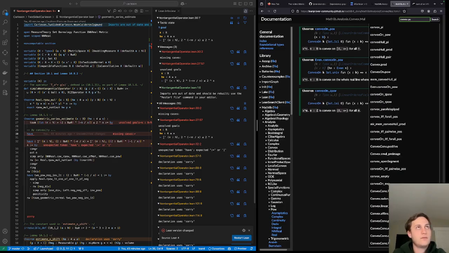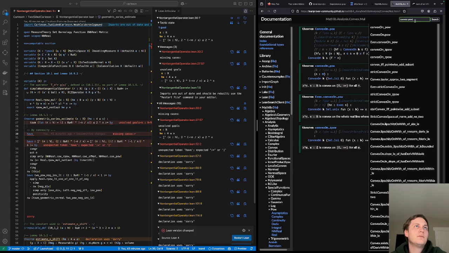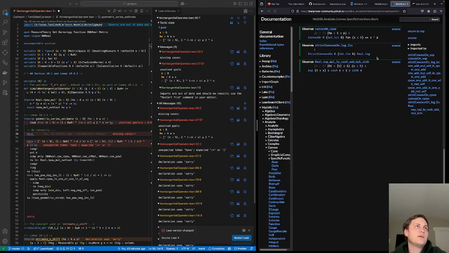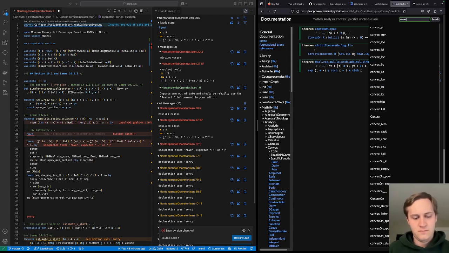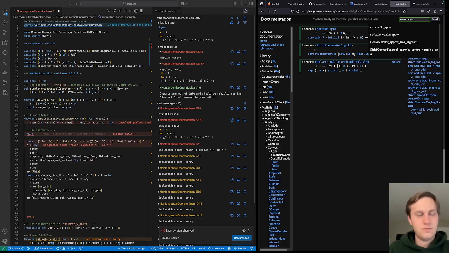Convex POW. Convex on POW. Yes, the function. No, this is wrong as well. Shouldn't it be like convex on rpow left or something? Rpow left, right?